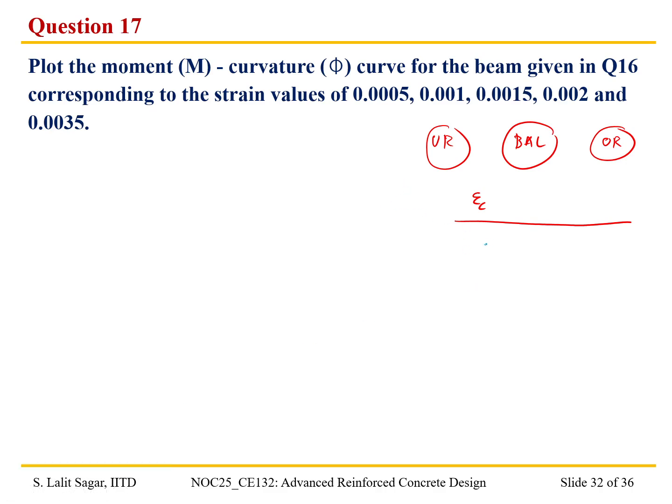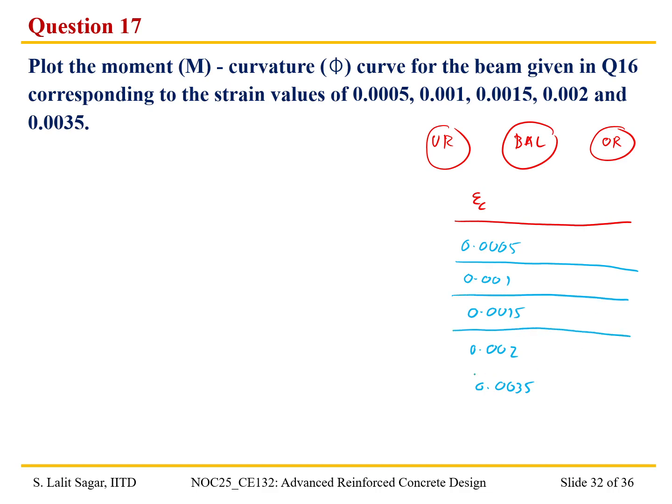So we considered different values of epsilon c, that is 0.0005, right? Then we considered 0.001, then 0.0015, then 0.002, ultimately 0.0035, where we assume that the concrete is going to crush and the beam is not going to take any further loading as per our analysis.